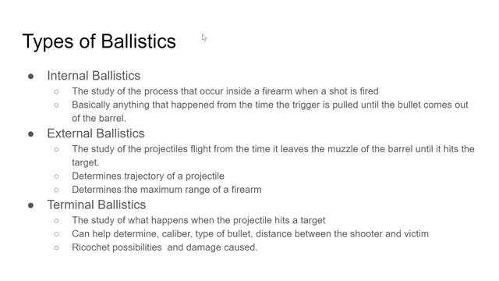There are 3 different types of ballistics. The first is internal ballistics. This is the study of the process that occurs inside of the firearm when a shot is fired. Basically, anything that happens from the time the trigger is pulled until the bullet comes out of the barrel would be considered internal ballistics. External ballistics is the study of the projectile's flight from the time it leaves the muzzle of the barrel until it hits the target. This determines things like trajectory of the projectile and the maximum range of a particular firearm.